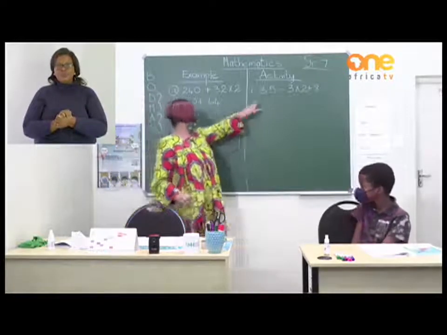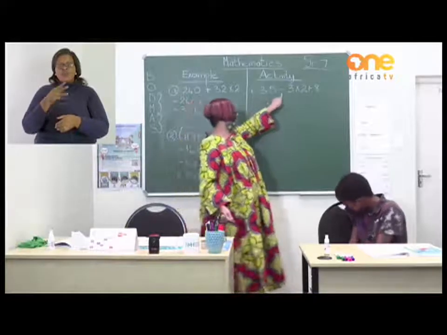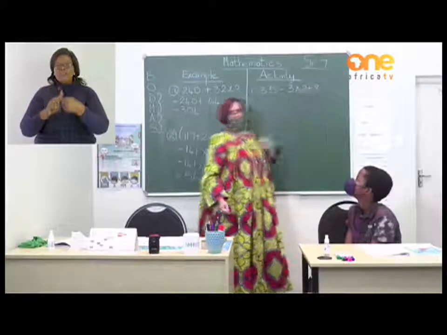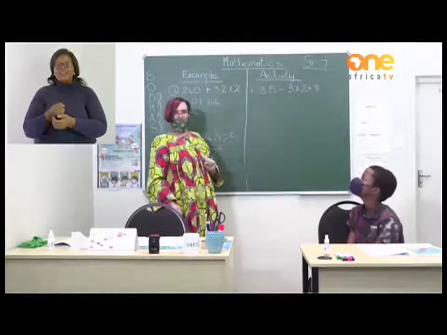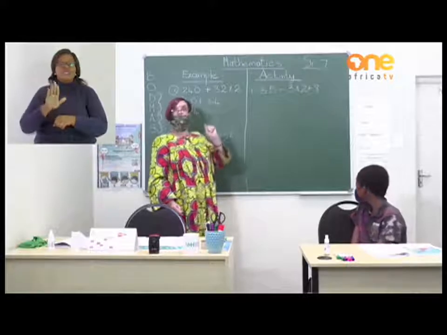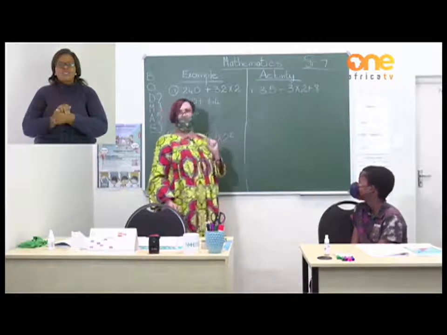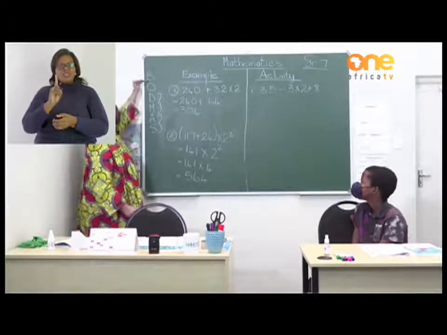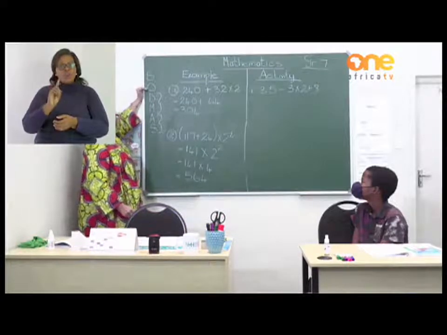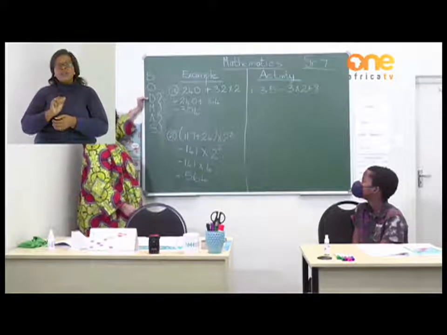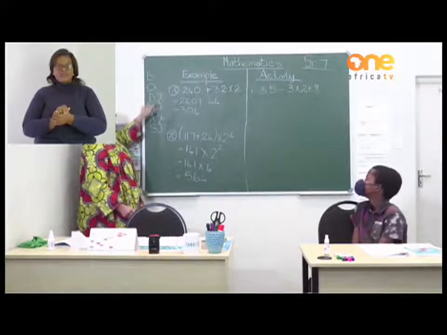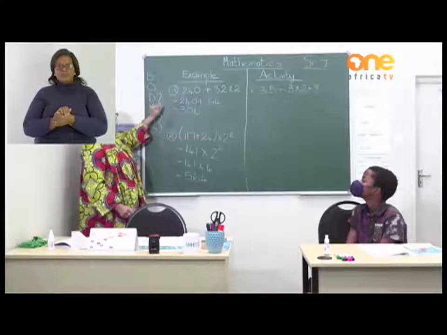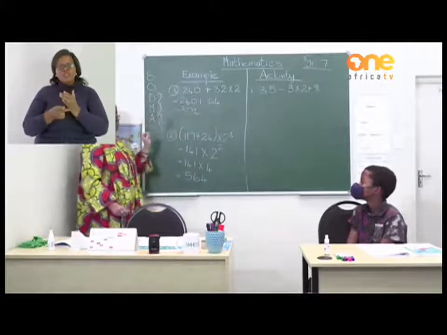In our sum, 35 minus 3 times 2 plus 8. Which operation do you think? Or not even think, know now. Which operation will we do first? According to BODMAS, brackets, of or order or exponent, division, multiplication from left to right. This means the one that we find in the sum first.